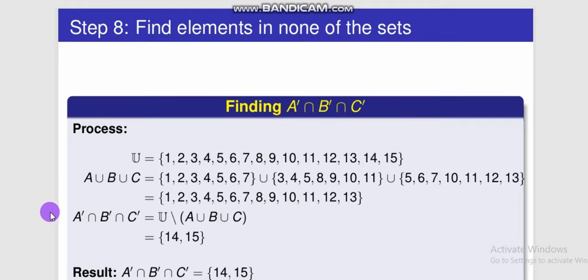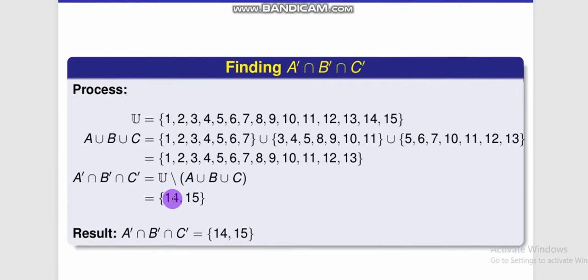So if you want to get neither in A, B, nor C, then you have to say universal set minus the union that you obtain. You combine all the elements of A, B, and C, right? All of them, you have it in a set. So you subtract this one from the universal set. The remaining will be a set of elements that are neither in A, nor B, nor C.